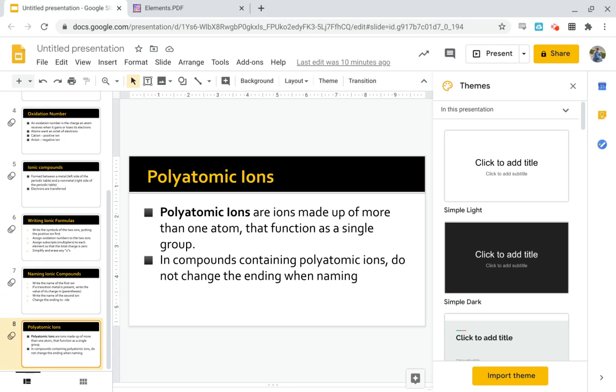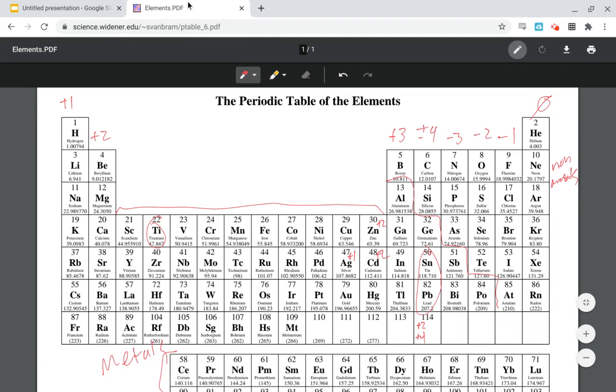One last thing to consider is polyatomic ions. And those are ions that are made up of more than one atom that function as a single group. And when you name compounds that have polyatomic ions, you don't change the endings. I'm putting a link to a list of polyatomic ions that you can refer to. You do not have to memorize them. Most of the polyatomic ions are anions. The only one that's positively charged that we deal with on a regular basis is ammonium, which is NH4+.